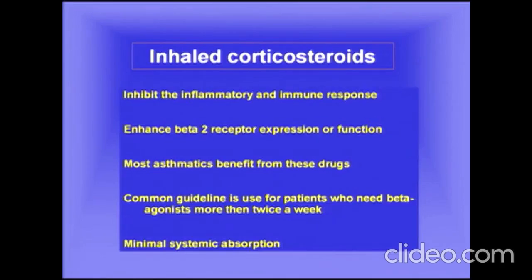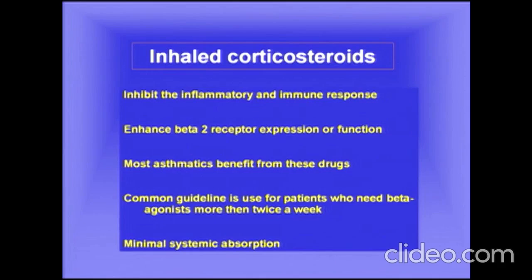So now, in addition to the beta-adrenergic agonists, we have the inhaled corticosteroids, of which there are now a large number. And these have two separate actions. On the one hand, they inhibit the inflammatory and immune response, and on the other hand, they enhance the beta-2 receptor expression or function. And they are extremely valuable. Most asthmatics benefit from these medications, and in fact some physicians feel that all asthmatics should be given inhaled corticosteroids.